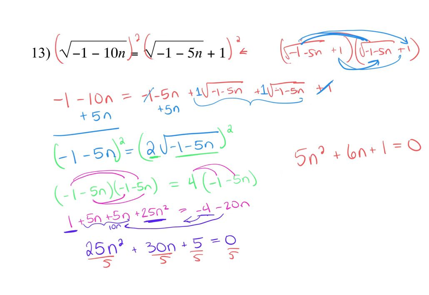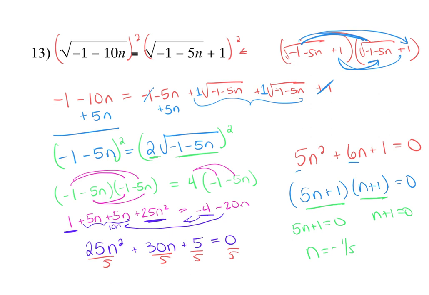So this is going to factor, and you can use the rainbow method where you go across, but this is going to factor to 5n plus 1, n plus 1. Factors of 5 that add up to 6, okay? And now I should know how to solve. Set this equal to 0. Set this equal to 0. So n is going to equal either negative 1/5 or it's going to equal negative 1.